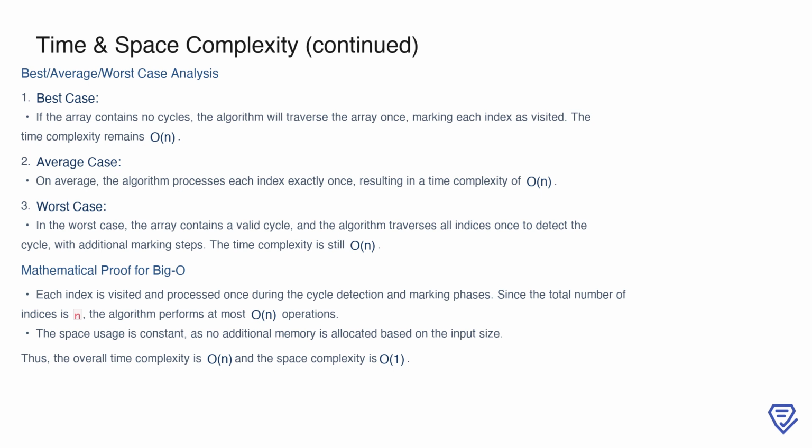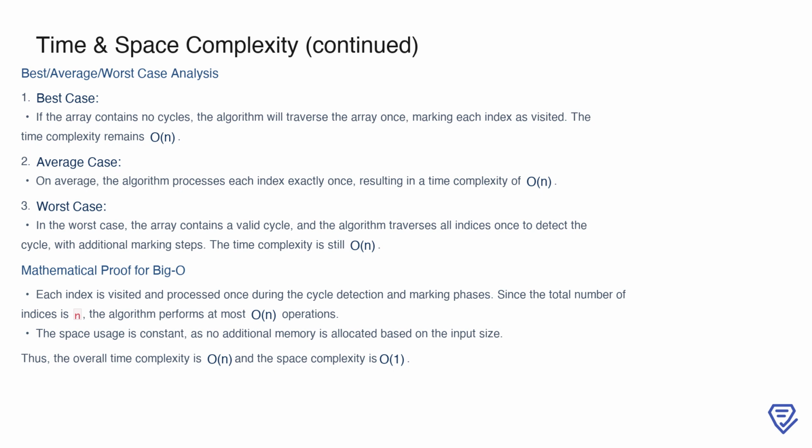In the best case, where the array contains no cycles, the algorithm simply traverses the array once, marking each index as visited, giving it a time complexity of O(n). In the average case, we still expect each index to be processed exactly once, maintaining the O(n) time complexity. Even in the worst case, where there is a valid cycle in the array, the algorithm traverses all indices once for cycle detection and marking, keeping the time complexity at O(n).